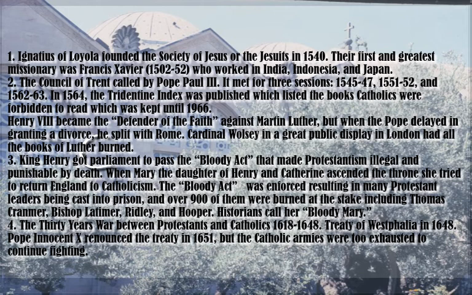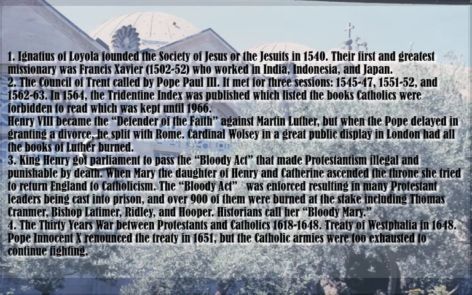When Mary, the daughter of Henry and Catherine, ascended to the throne, she tried to return England to Catholicism. The Bloody Act was reinforced, resulting in many Protestant leaders being cast into prison and over 900 of them burned at the stake, including Thomas Cranmer, Bishop Latimer, Ridley, and Hooper. Historians call her Bloody Mary.